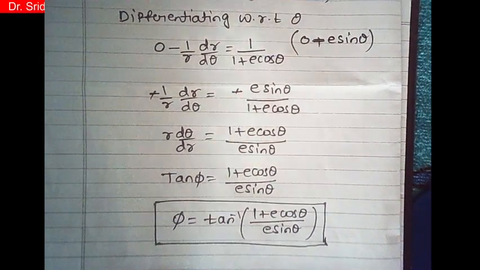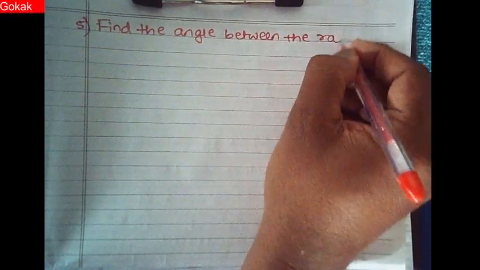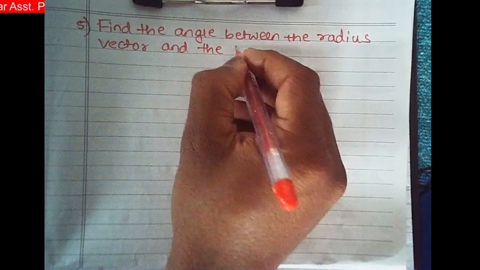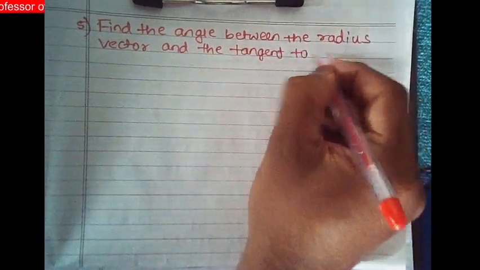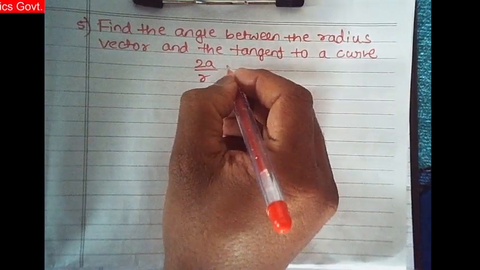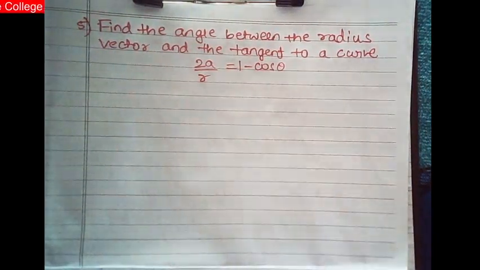Similarly, we take one more problem on this. Find the angle between the radius vector and the tangent to the curve 2a/r = 1 minus cos theta.